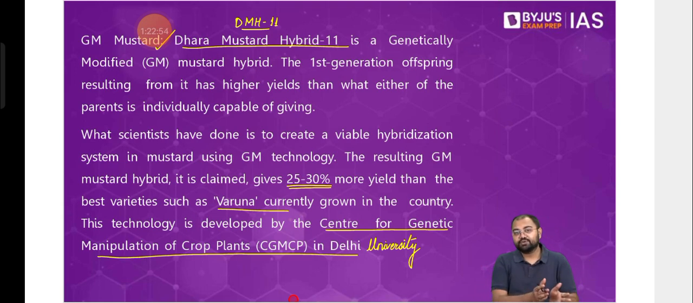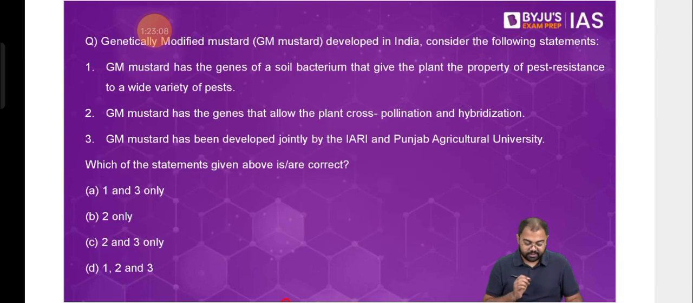After that, a committee was set up. The committee started again analyzing all the aspects of DMH11, and last year the committee presented its report, where it said that we have studied the things, and the things are fine, they are good to go, and we can release GM mustard for the Indian markets. The government has still not taken the final decision, and it is still pending whether it will be released or not.